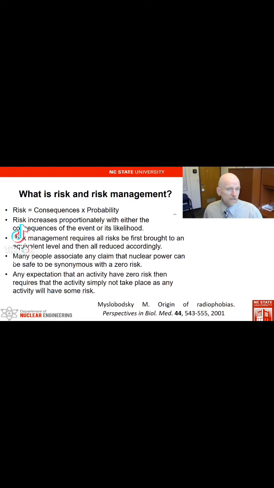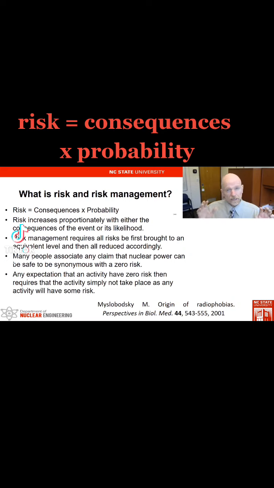If you increase the consequences, you increase the risk. If you increase the probability of that event, you increase the risk. If you decrease either of those, you decrease it proportionally. So it's the product, consequences times the probability. Once you have those, that's a very valid definition for risk.